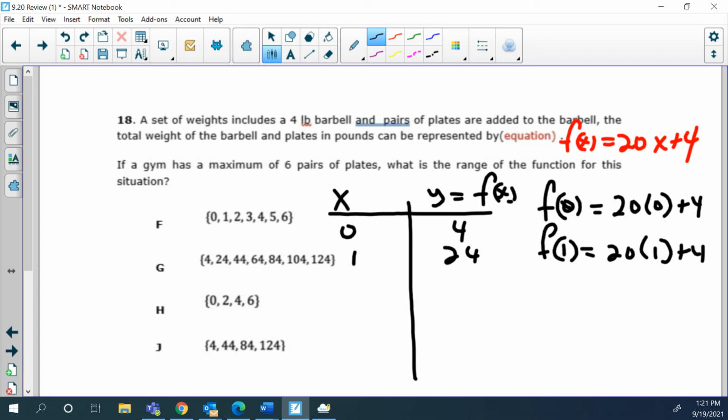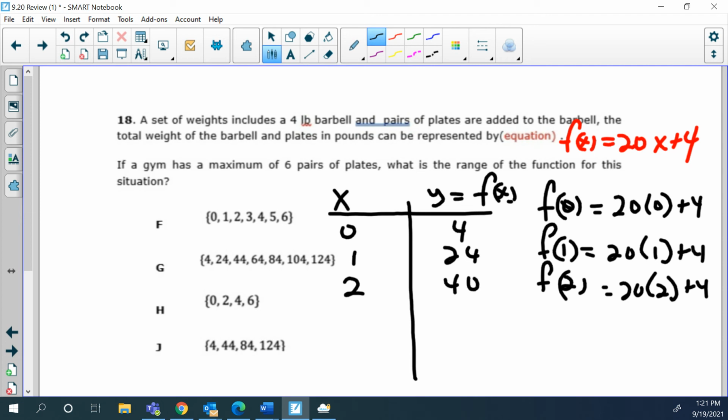All right, let's try when we put our second pair of plates on it. So f of 2 now. I put my second pair of plates on it now. It's going to be 20 times 2 plus 4. That's 40, and 40 plus 4 is 44.